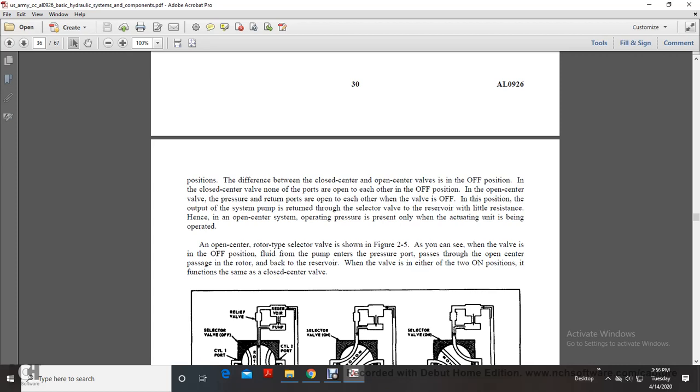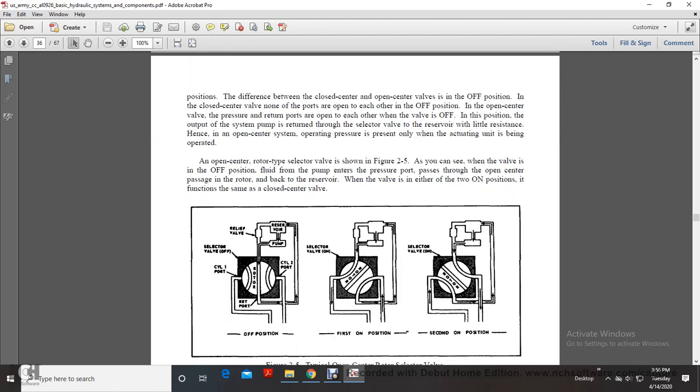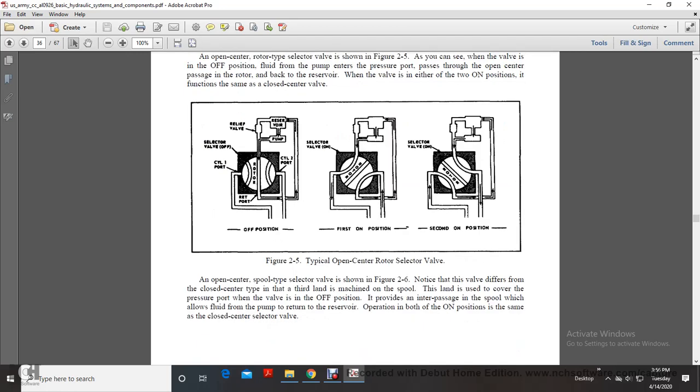When the valve is in either of the 2 on positions, it functions the same as a closed center valve. All right, this shows the off position of your cylinder ports 1 and 2, and then a return port through the relief valve, with the selector valve, pump and reservoir, selector in the first on position, second on position. Open center spool type selector valve is shown in figure 2.6.